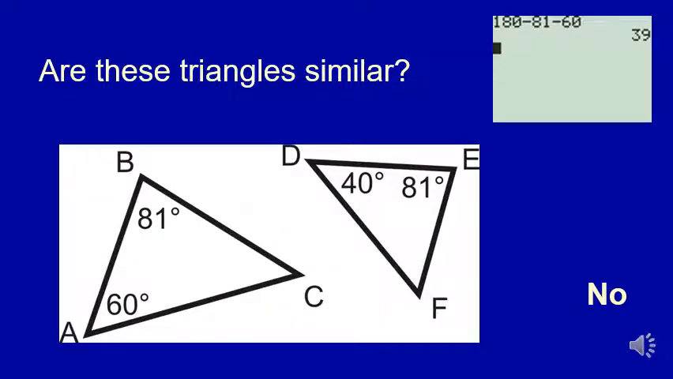On the other hand, if you look at these two triangles, these are not going to be similar, because here, if I take the first triangle and I subtract off what I know, I'd find out that the third angle is 39. And in order to be similar, it would actually have to be the same as the 40 that's over in the second triangle. Since it's not, there's no way that these are going to be similar.